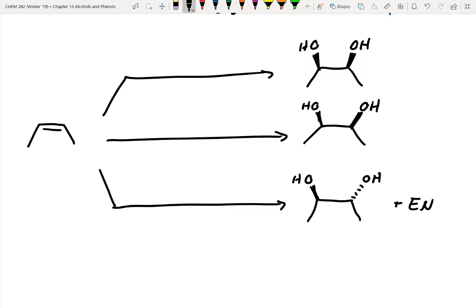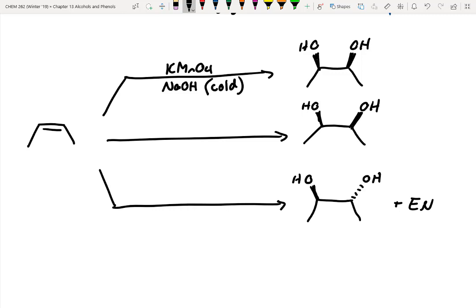All right, how can we make syn diols, meaning the top two? Yeah, KMnO4 was one option. However, we also need sodium hydroxide, and we need to run this cold. If you run this too hot, you'll actually over-oxidize it into a carboxylic acid, and we don't want that here.